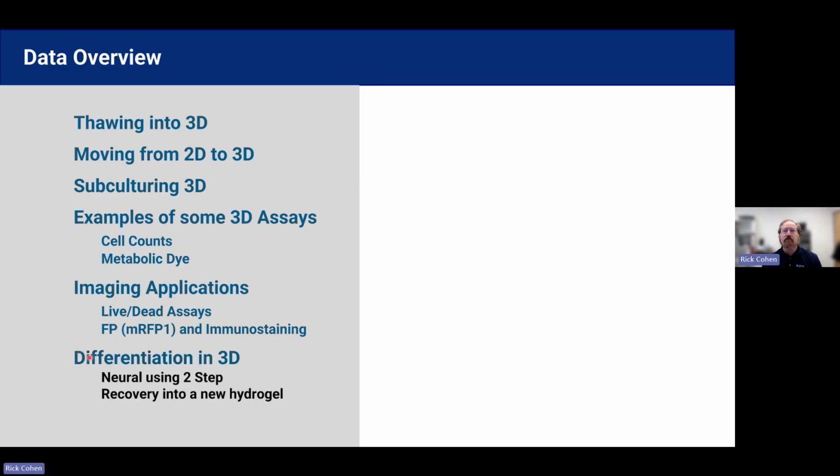Lastly, we'll discuss differentiation in 3D. I'll show you some examples of neural differentiation using a simple two-step protocol. And this is going to be associated with the emergence of 2 new kits coming out very soon, and also recovery into a new hydrogel type. And this is going to circle back to subculturing.